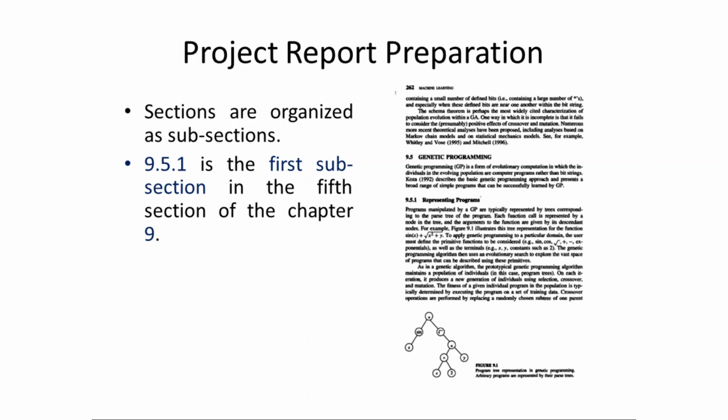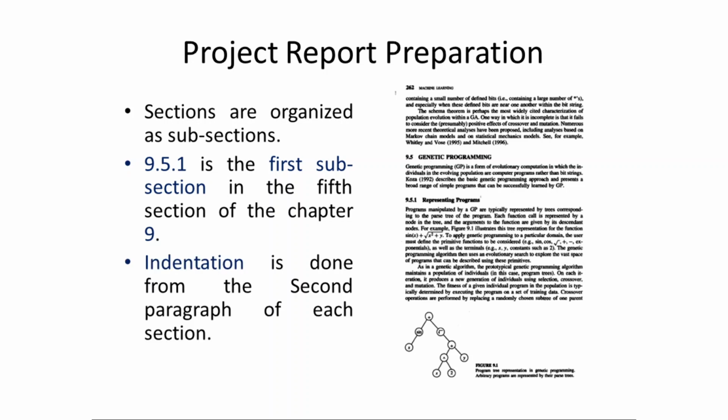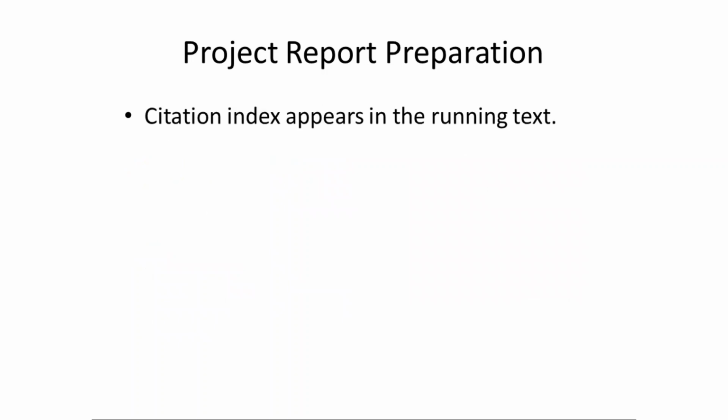So what you would have preceding 9.5 is 9.1, 9.2, 9.3 and 9.4, which may contain subsections in themselves. For example, 9.2.1, 9.2.2. And as I said, indentation is done from the second paragraph of each section.